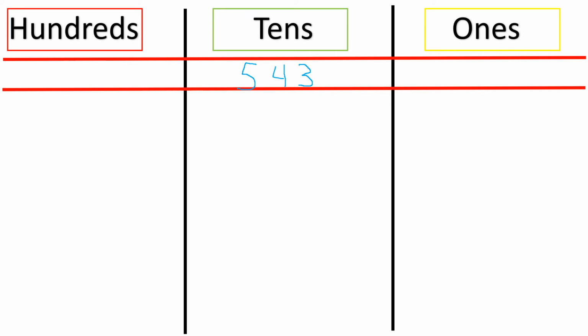The number 543. The number on the end of your number is always your ones. So we have 3 ones. The number in the middle is always your tens. We have 4 tens. And the number in front of your tens is your hundreds. We have 5 hundreds. The number 543 has 5 hundreds, 4 tens, and 3 ones.